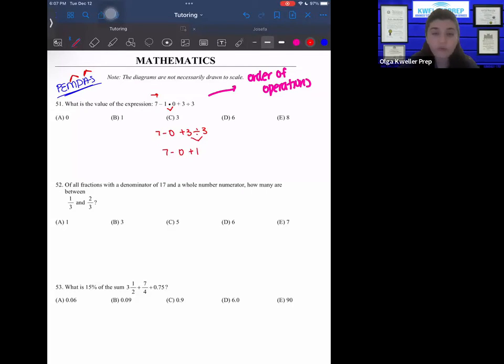And then you go from left to right to do the subtraction and the addition. 7 minus 0 is just 7. And then 7 plus 1 gives us our answer, which is choice E, which is 8. Okay, cool. Anybody have questions on that one? Should be super simple. The main thing to take away here and apply to all questions like this is order of operations and the two caveats we reviewed.